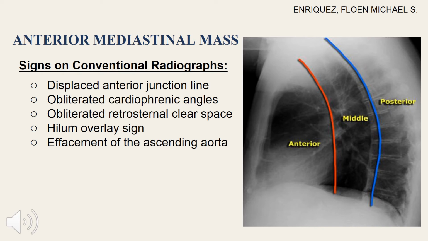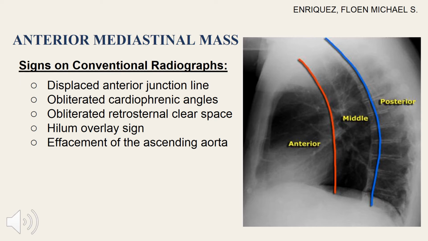Next is your cardiophrenic angle. This is the angle between your heart and diaphragm that can be seen in anterior view. If that is obliterated, we can opt to rule in the diagnosis of an anterior mass. Next is your obliterated retrosternal clear space, which is not so helpful anymore, since some of the patients, especially the obese ones, may fill the retrosternal space with fat.